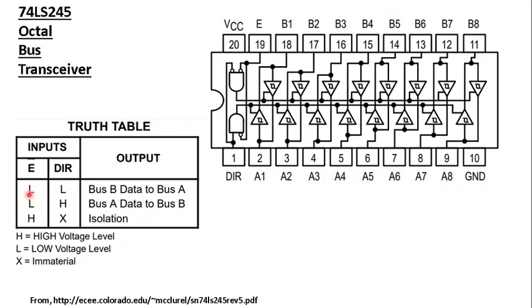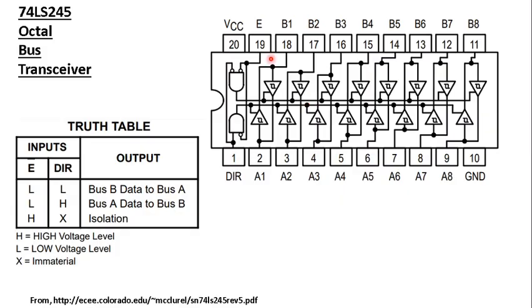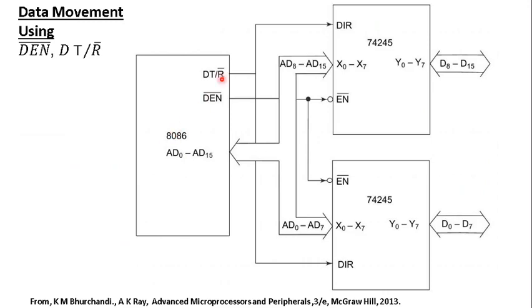So what happens when the E and direction pins are enabled? What is the E pin? The E pin is the data enable signal coming from 8086. It says that some data conduction is going to happen. Then what is the DIR pin? The DIR pin is our data transmit receive.